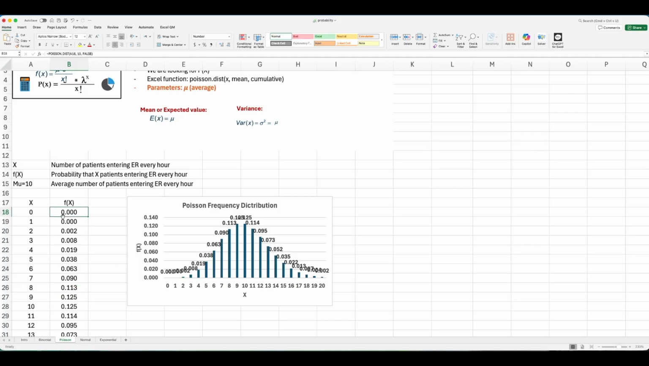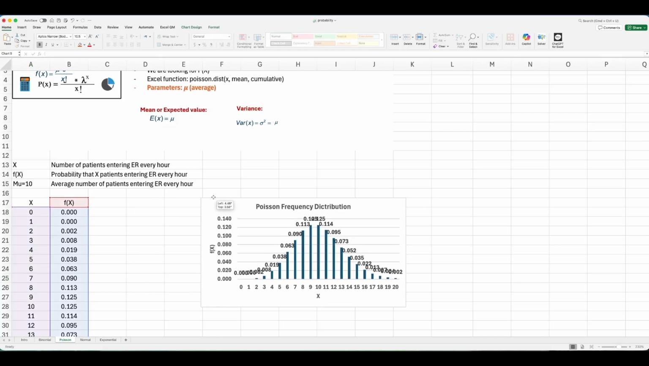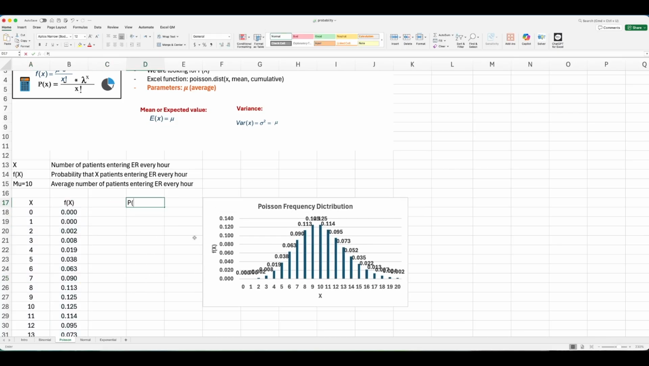Similar to the binomial distribution, this is the non-cumulative probability, where we are looking at the probability of X being exactly one of these values. We can also calculate the cumulative probability. For example, the probability that X is less than or equal to 5. That would be equal to POISSON.DIST of 5 patients every hour when we expect 10 patients, and TRUE for cumulative, as we assign a range of values to X. So basically 6.7%.